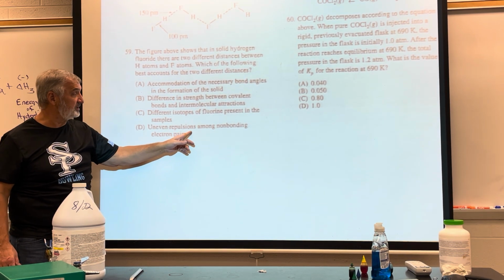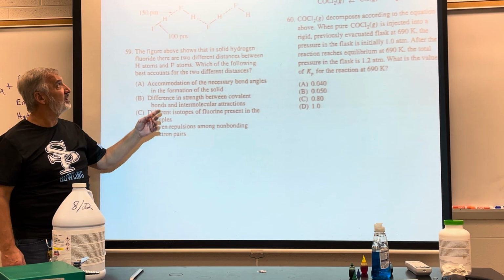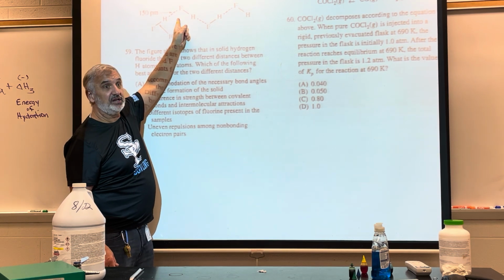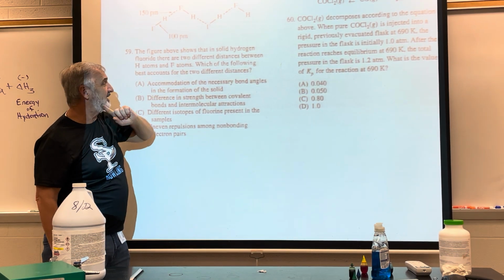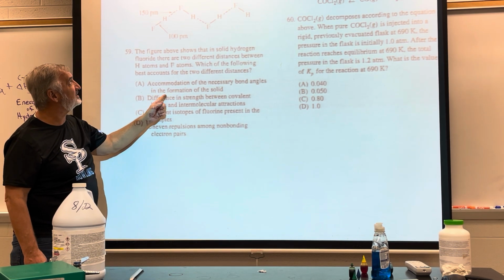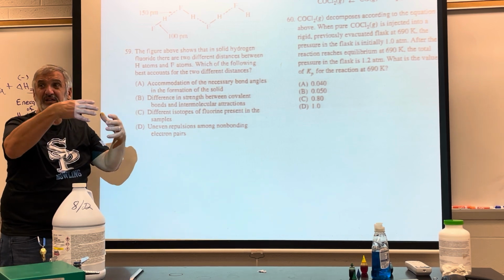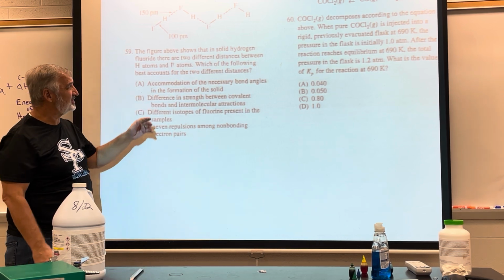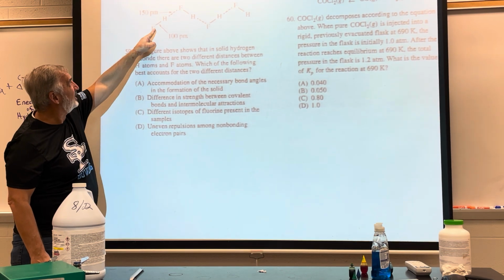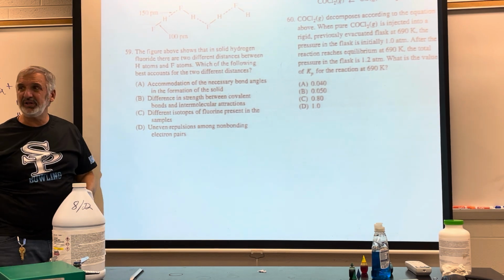Uneven repulsions among non-bonding electron pairs, okay? Well, are there going to be repulsions here? No, those are attractions, okay? So, accommodation necessary bond angles in the formation of the solid. If it was going to do that, they'd all kind of be equal bond angles. But that's just kind of another random statement. But again, we're talking covalent bond, intermolecular bond. B is the only one that really makes sense.